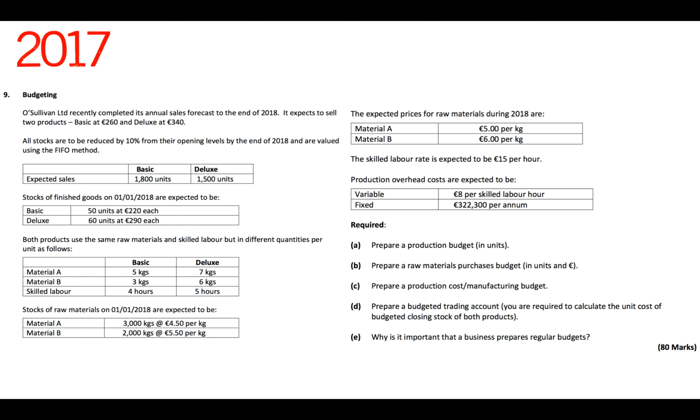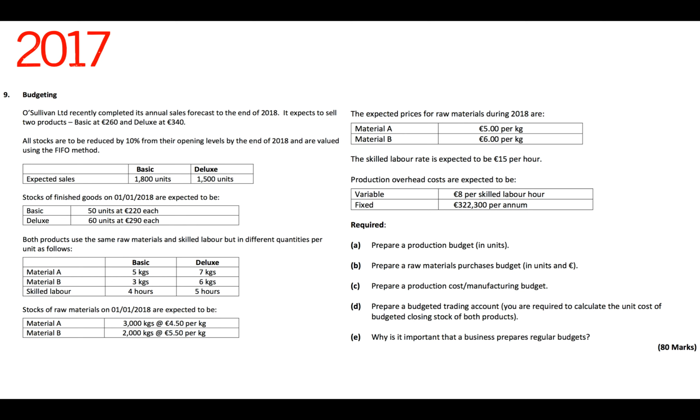So O'Sullivan Limited recently completed its annual sales forecast to the end of 2018. It expects to sell two products, Basic at €260 and Deluxe at €340. All stocks are to be reduced by 10% from their opening levels by the end of 2018 and are valued using the FIFO method. So the expected sales for Basic are 1,800 units and the expected sales for Deluxe 1,500 units.